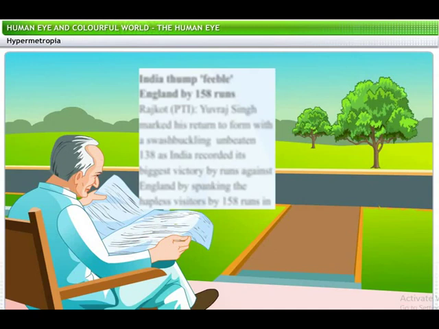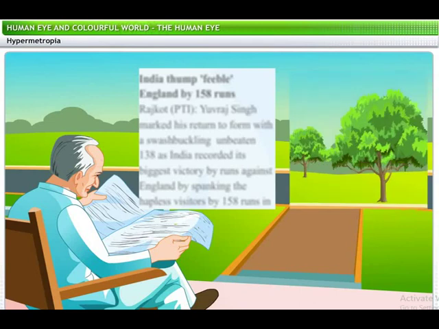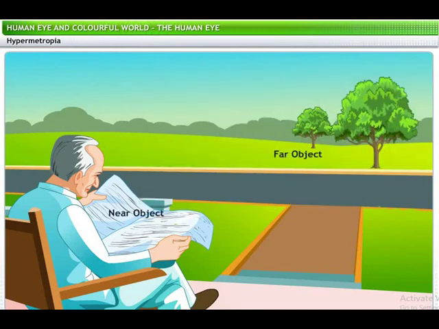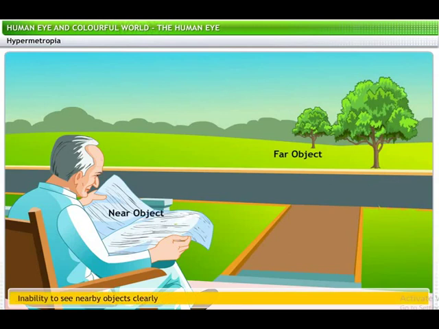Why does the newsprint appear blurred to Mr. Smith even though he can view the tree across the road clearly? Because his eyes are suffering from hypermetropia. Hypermetropia is a defect of vision in which a human eye has problems seeing objects located nearby clearly. However, an eye that has hypermetropia can see distant objects clearly. This condition is also known as long-sightedness or far-sightedness.